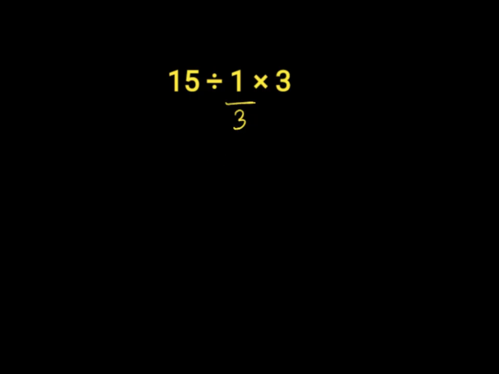First of all, we are going to work with 15 divided by 1 over 3 using KCF. K stands for keep, C stands for change, and F stands for flip. We are going to keep 15, change division to multiplication, then flip 1 over 3 to 3 over 1, then multiply by 3 here. Now we are going to simplify. 1 into 1 is 1, 1 into 15 is still 15.